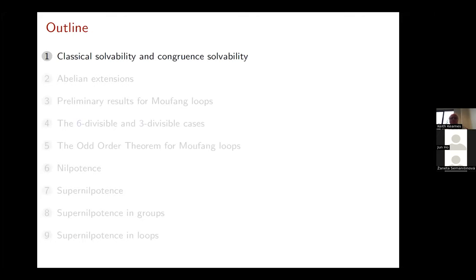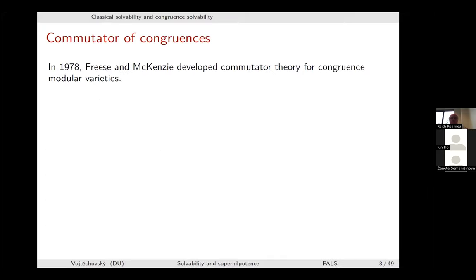and we start with what I call the classical solvability and congruent solvability, because as you will see, I need to make a distinction between those two in the varieties that I care about. But let's start with what will lead to the congruent solvability. So this is by now a well-known, of course, an established theory of Freese and McKenzie from 1978 that starts with the commutator theory for congruence modular varieties.